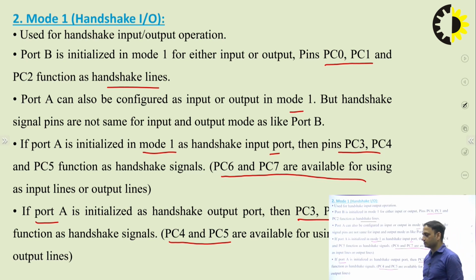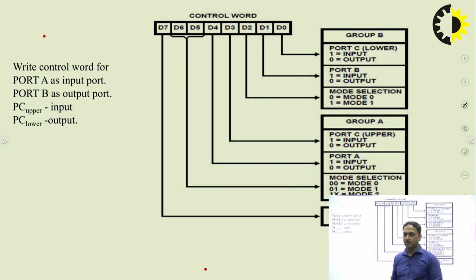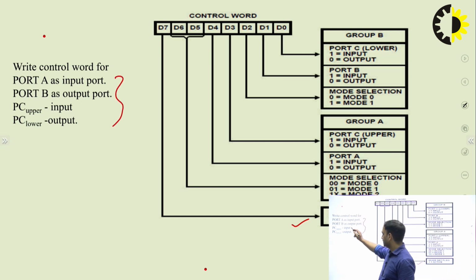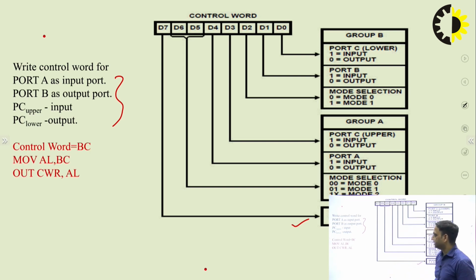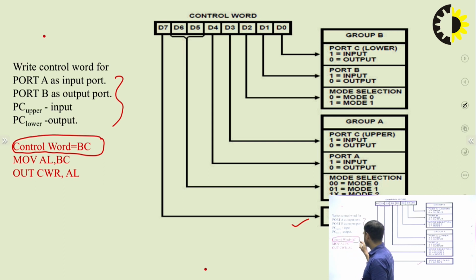So this is the combination of using port A, port B and port C, showing which pins are used for data transfer and which pins are used for the handshake signals. Okay, so this is a representation of the control word. Again the first bit will be one only, because this is the operation mode. This is the scenario where we want to write the control word for port A as input port, port B as output port, port C upper input and port C lower output. When we put all these values together, the control word which we will get is BC. So the program for this one is like this.